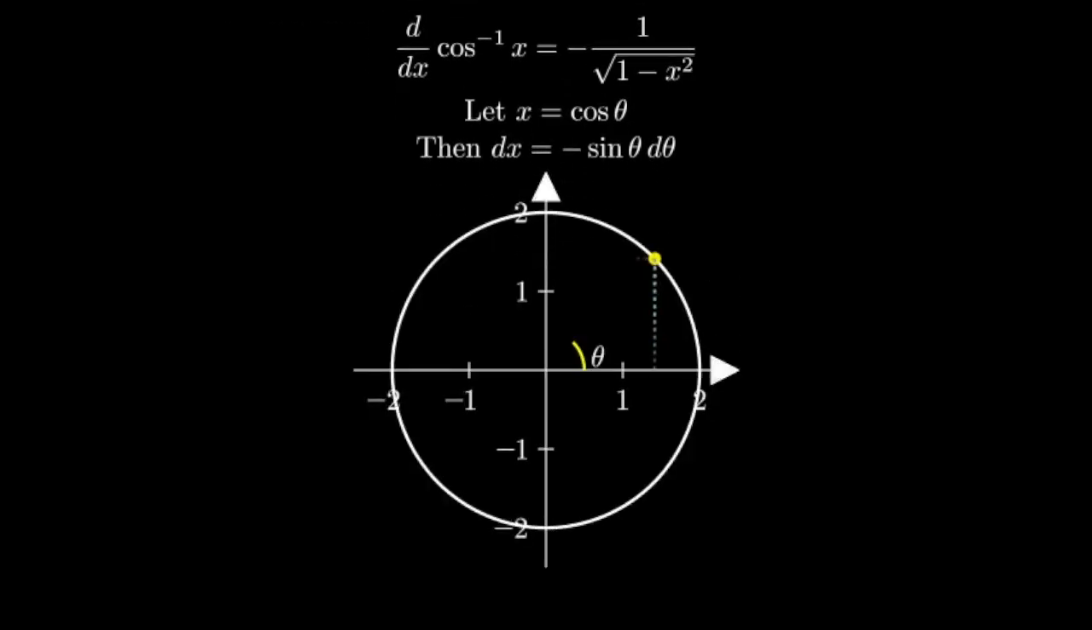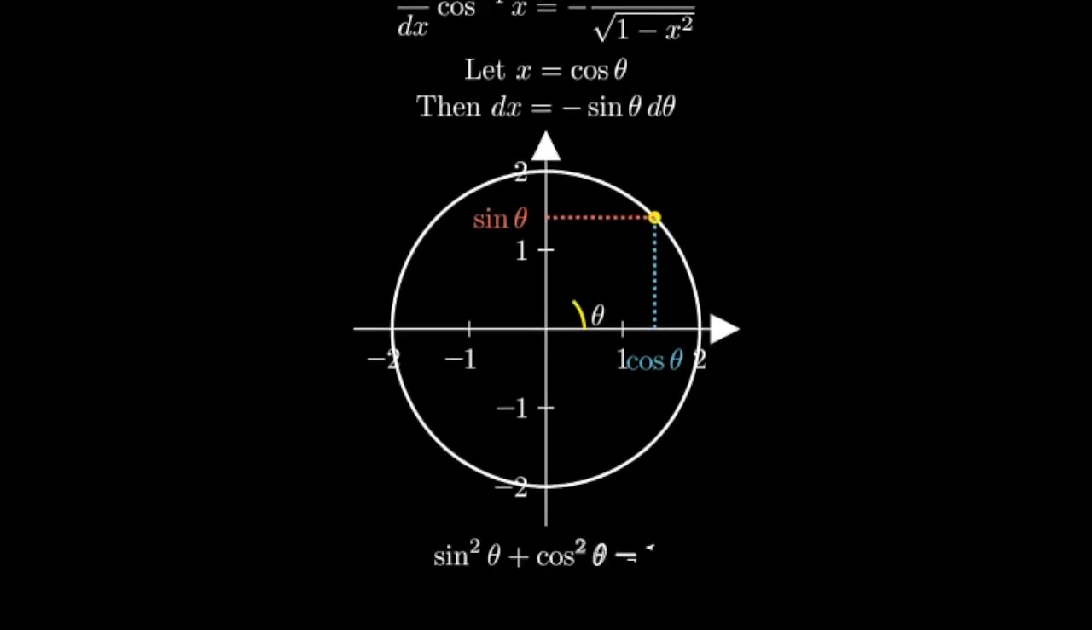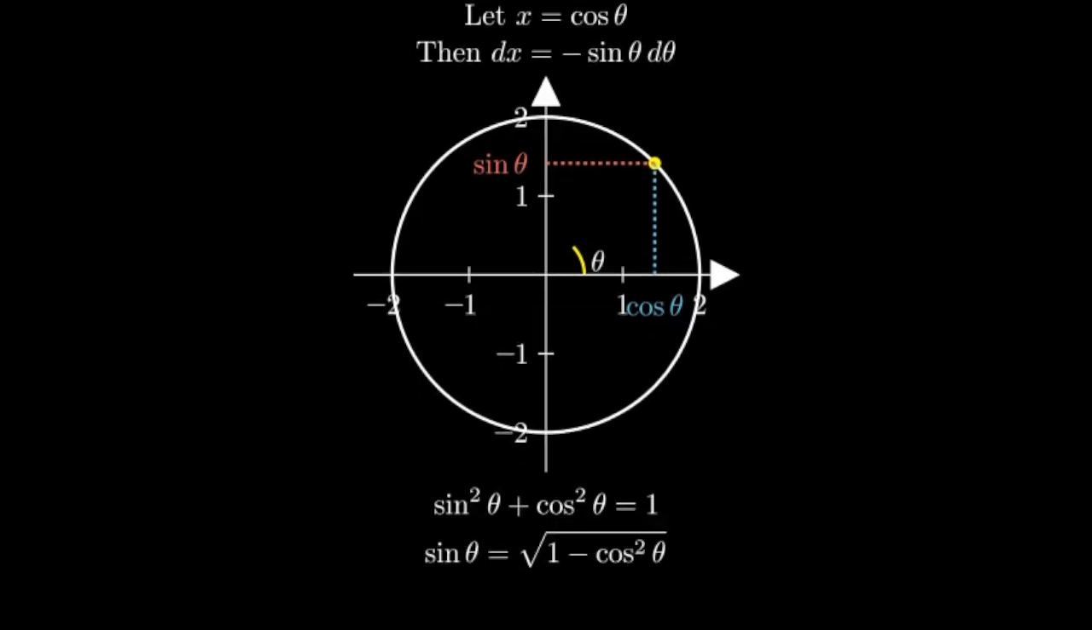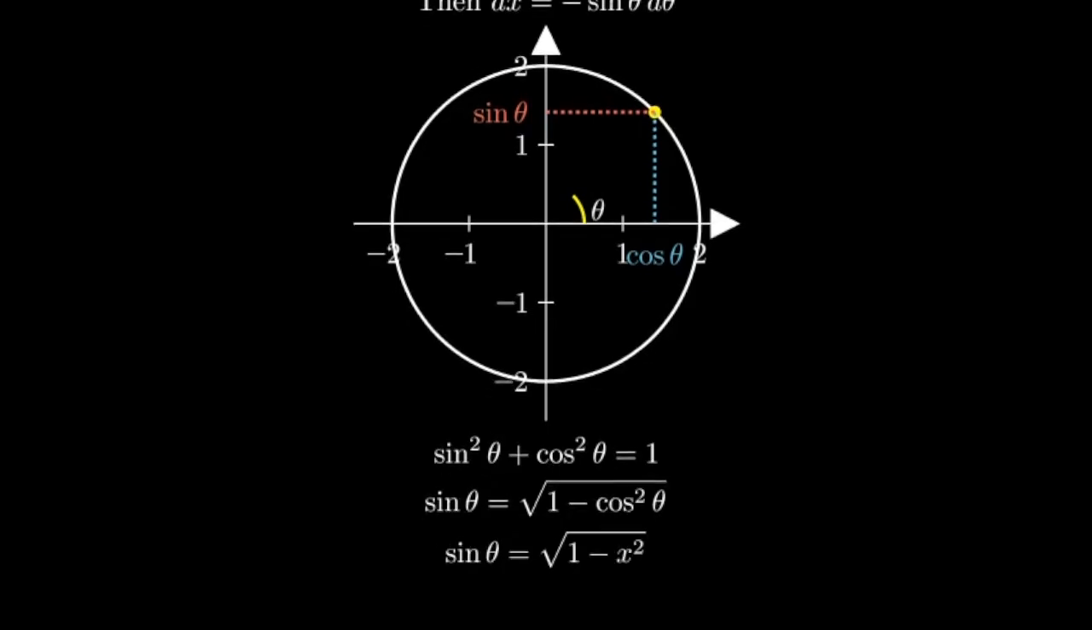On the unit circle, cosine theta gives us the x-coordinate, and sine theta gives us the y-coordinate. For any point on the circle, we can see that sine squared theta plus cosine squared theta equals 1. This means that sine theta equals the square root of 1 minus cosine squared theta. And since x equals cosine theta, sine theta equals square root of 1 minus x squared.